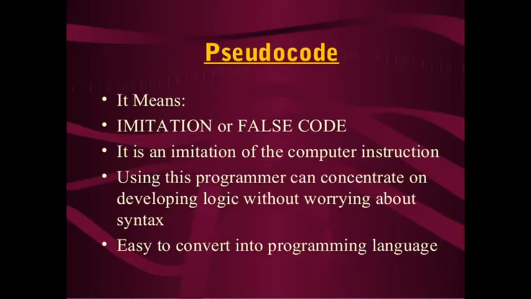Going through with the algorithm and flowchart. Today, we are going to learn about pseudocode and decision table. Pseudocode means imitation. Here, imitation means a copy of program logic. In pseudocode, we don't worry about the syntax, so it is easily converted into a programming language.